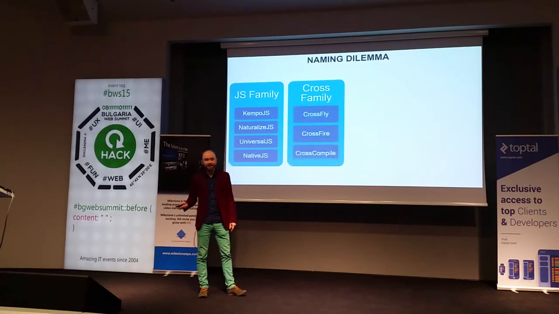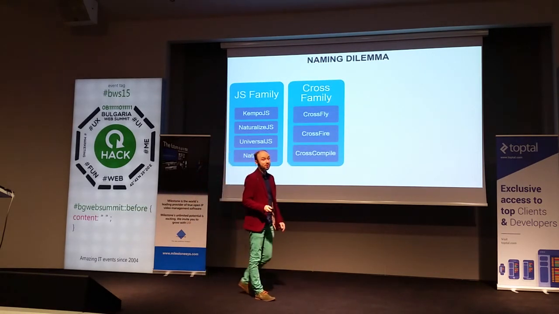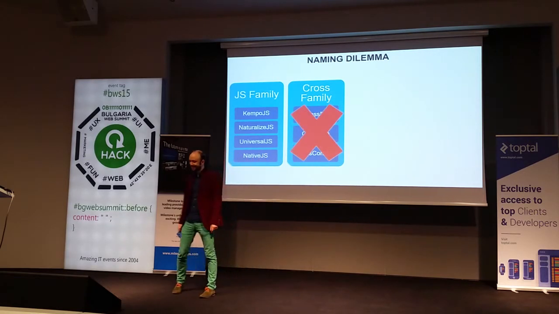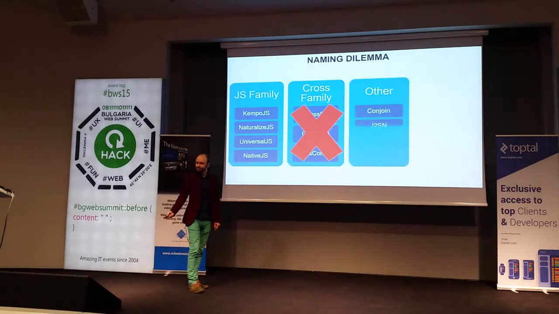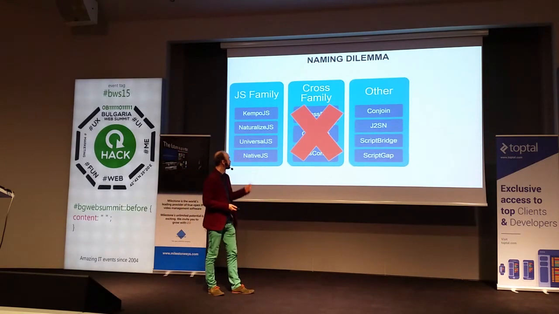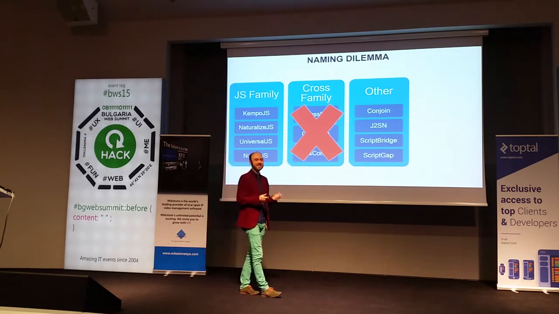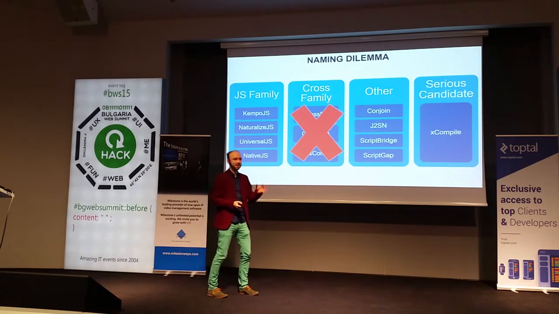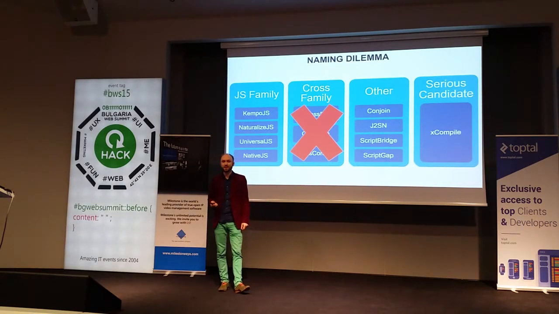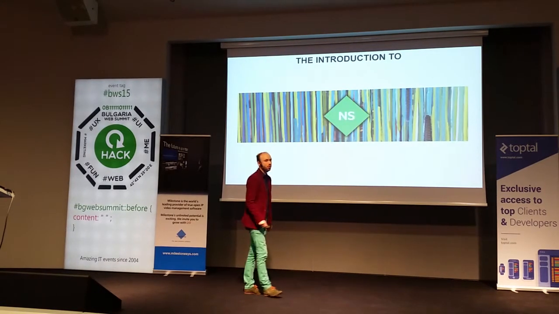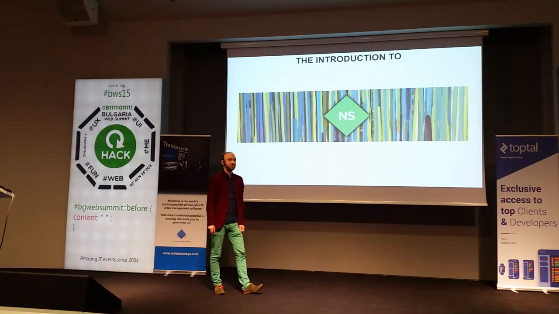Then Cross-fly, Cross-file, and Cross-compile crossed our minds, but we decided to cross them out. Then we also had Tronjon, J2SN, ScriptBridge, and ScriptGap. They all kind of sounded okay, but they just weren't good enough. We seriously considered Xcompile. That was a top candidate for quite a while. But then eventually, we kept looking and we found the one and only NativeScript.